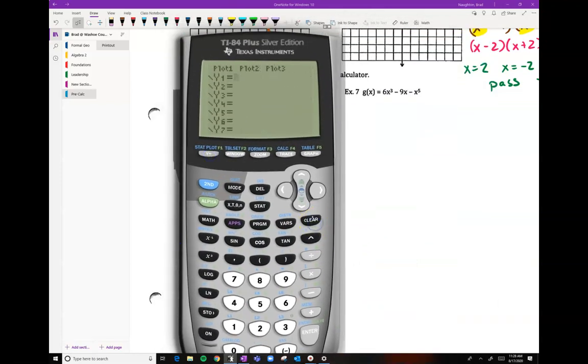Clear out what you had before. So 6x, and then I'm going to use the up arrow. It's called the caret right above the divide sign. For the 3, then hit the arrow to come back down. Minus 9x minus x to the 5th. Notice that the x to the 5th is my biggest exponent, so even though I put it at the end, it's going to take control of this graph. So if I hit graph, boom.